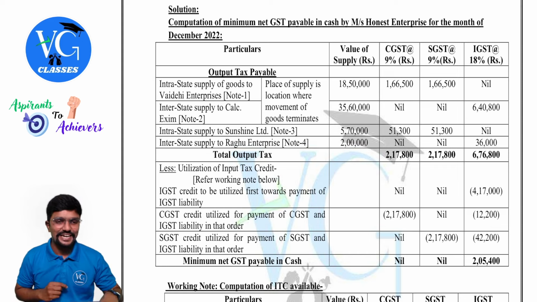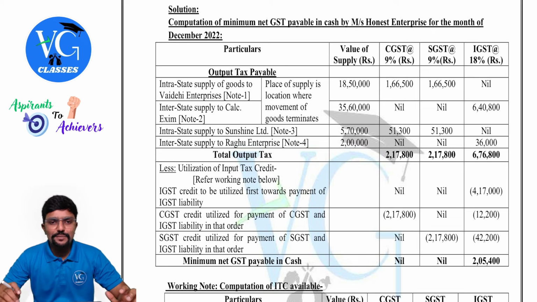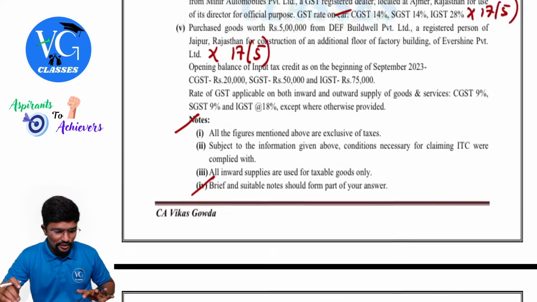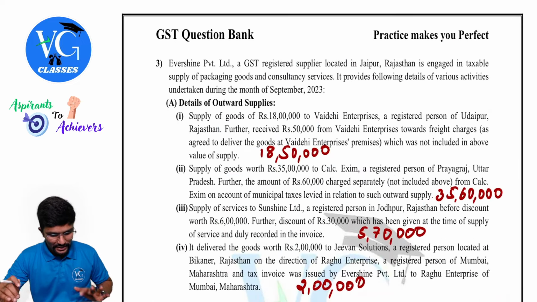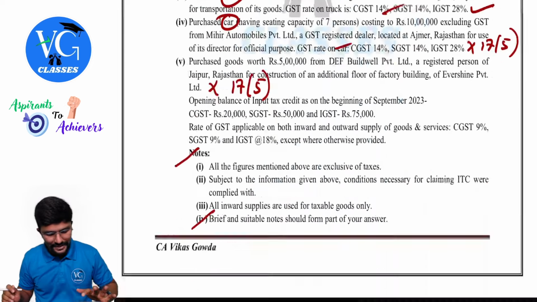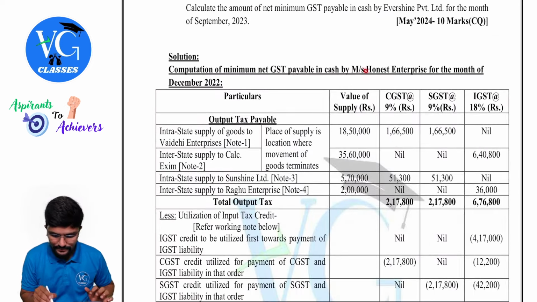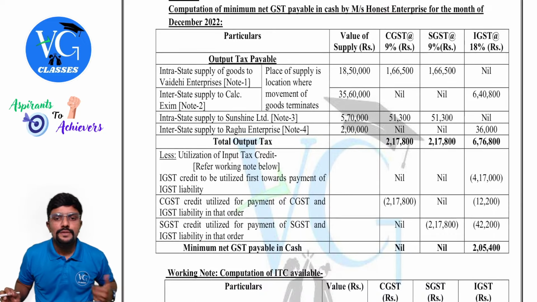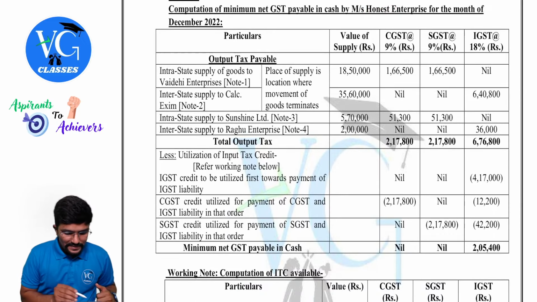Yes, chalo, we'll start with the computation of minimum net GST payable in cash by Evershine for the month of December 2022. It is actually Evershine, not Honest Enterprise. One by one we will see.